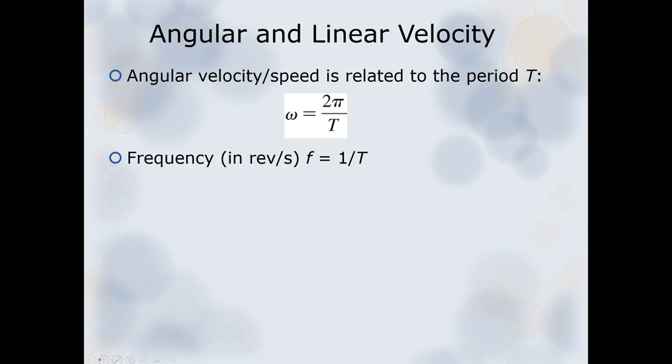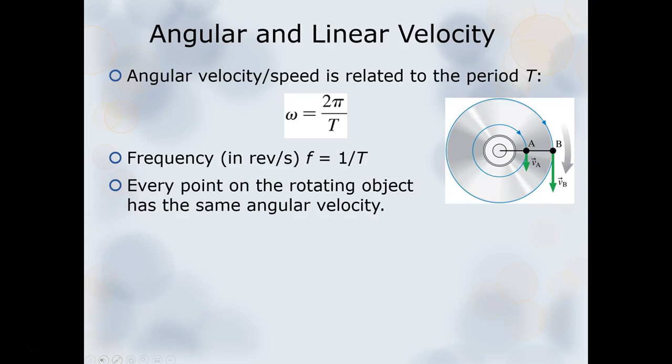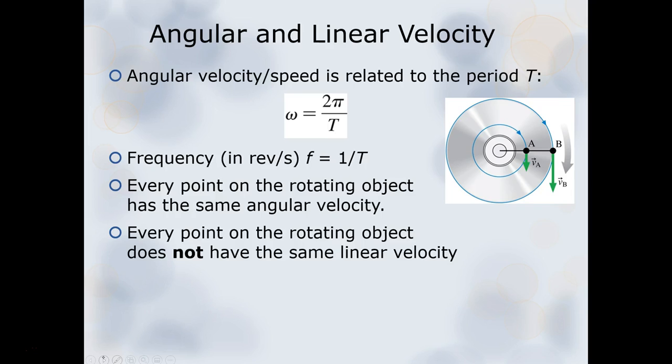So we know that we can relate angular and linear velocity. The way that this works is that we know that our angular speed, omega, is also going to be equal to 2 pi, which is one full revolution around a circle, divided by the time it takes to go around that circle. And we also know that every point on our object is rotating with the same omega. So it doesn't matter what point, A or B, we're at, we're moving with the same angular velocity.